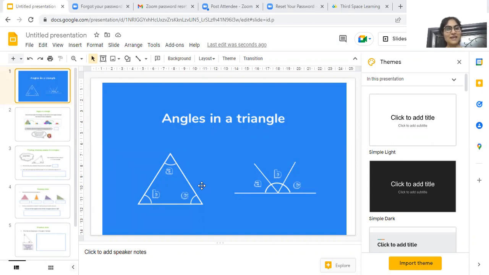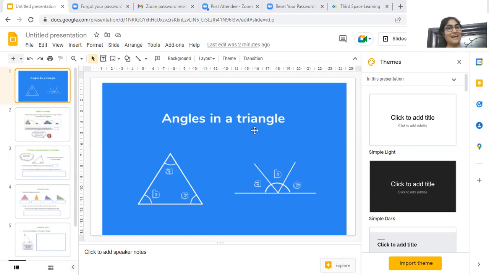So shall we start with the session for today? Okay. So do you have any idea what we'll be learning today? Yes, today we'll be learning about angles in a triangle. Okay, so do you have any prior knowledge of what triangles are? Yes, a triangle is a closed figure. Okay, so it's a combination of three line segments joined together.